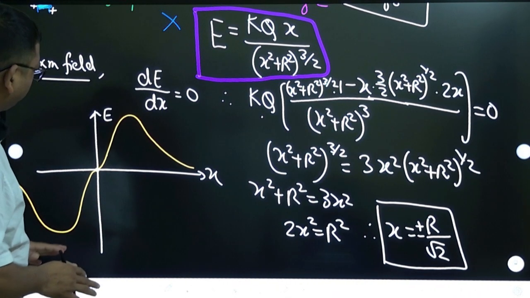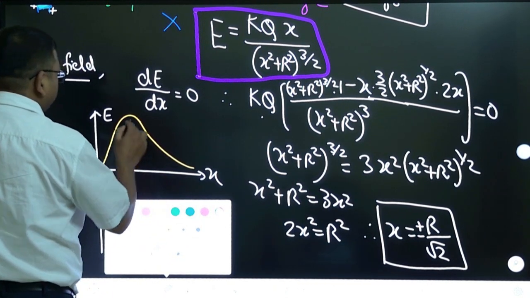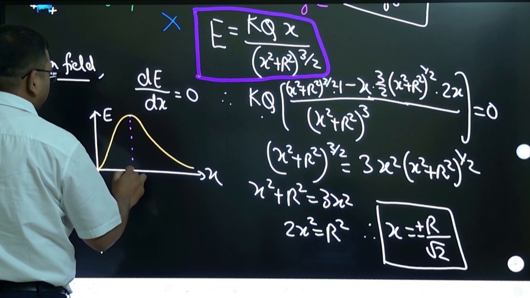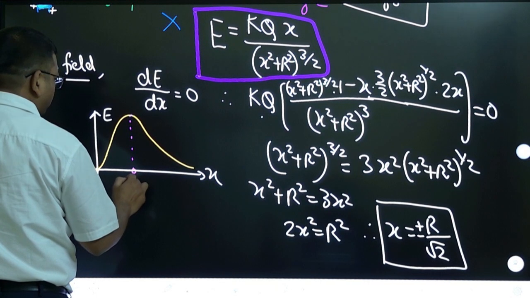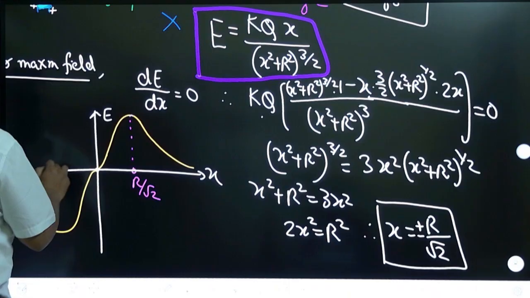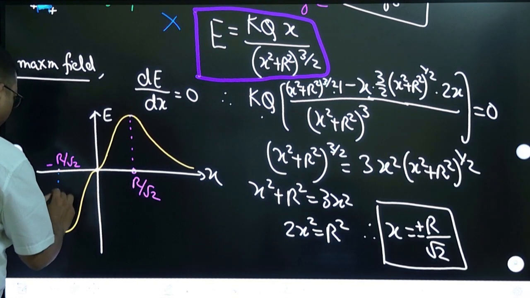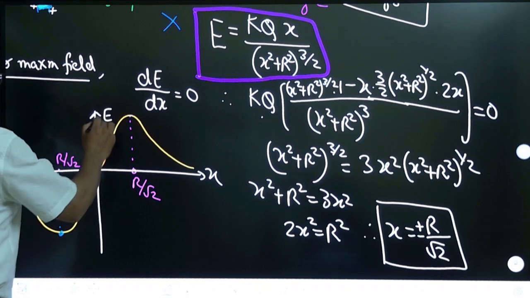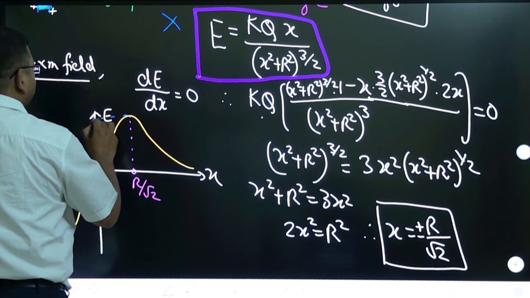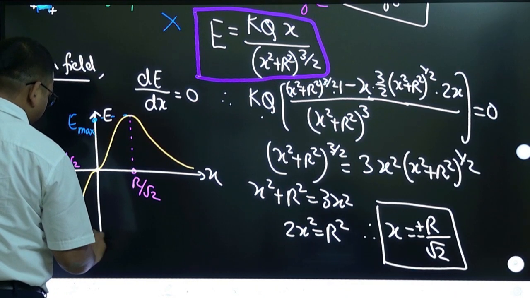Symmetric graph will be there. So this maximum value and minimum value happens here. This is r by root 2 and this is minus r by root 2. So you can see that here the value is minimum and here the value is maximum. So the field is maximum here and the field is minimum here.